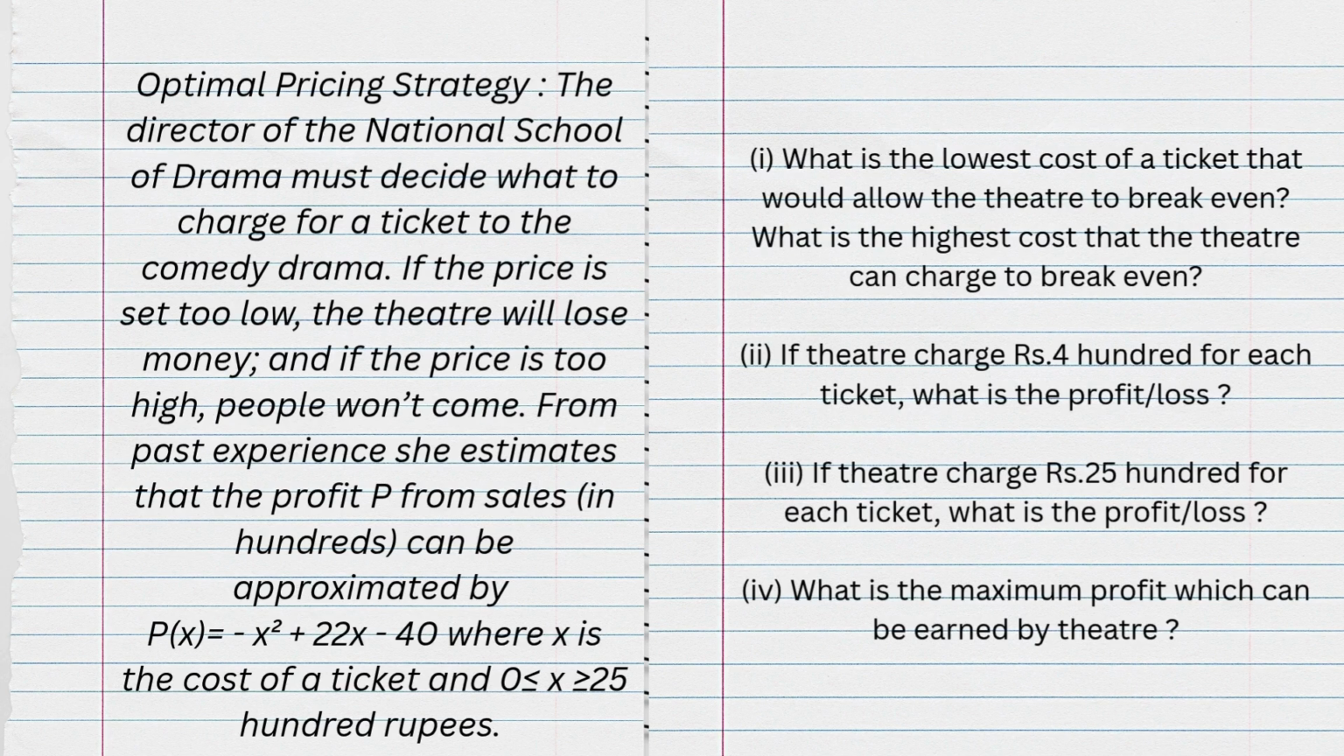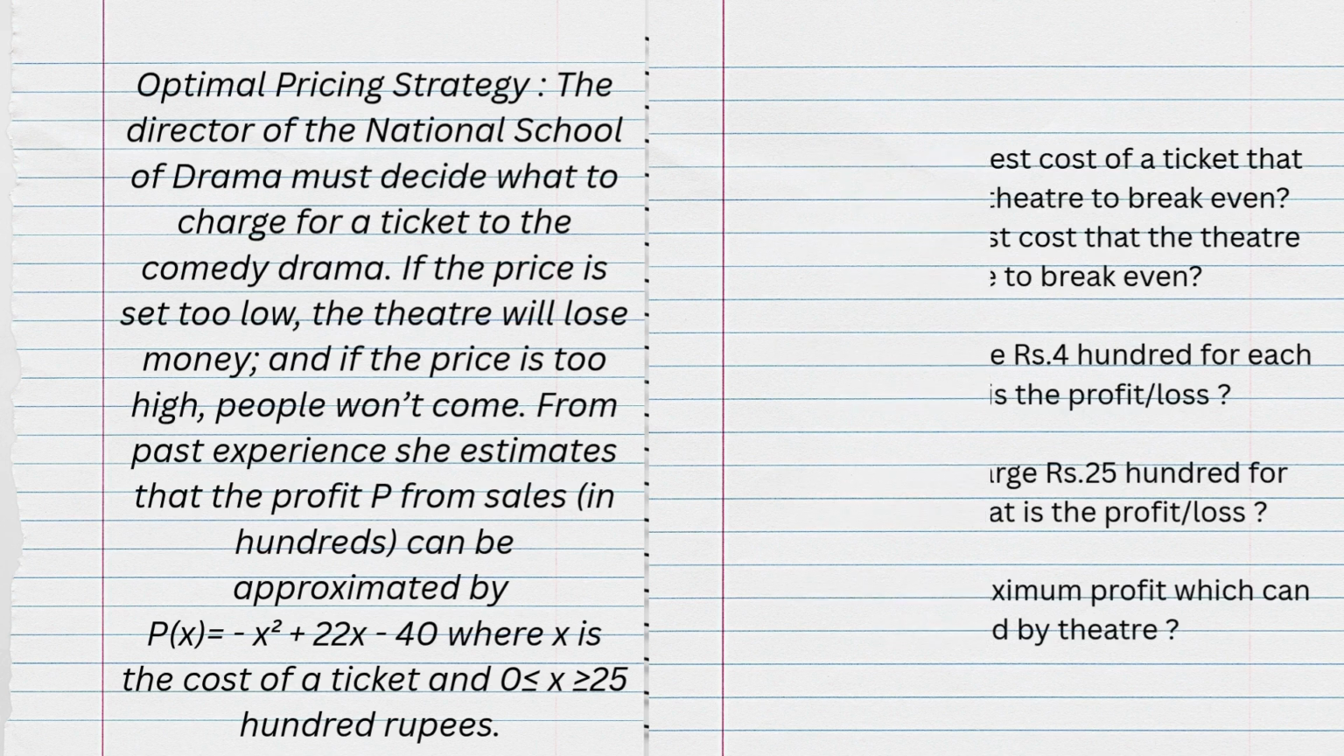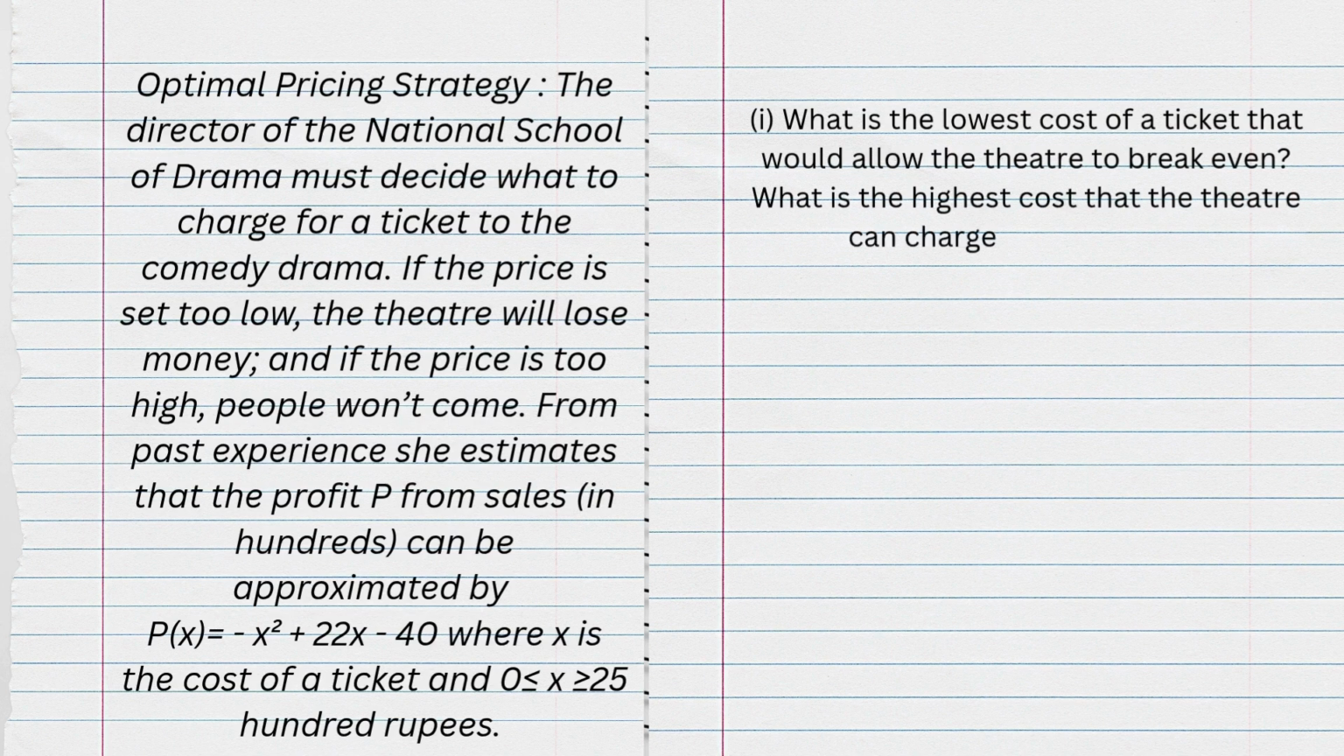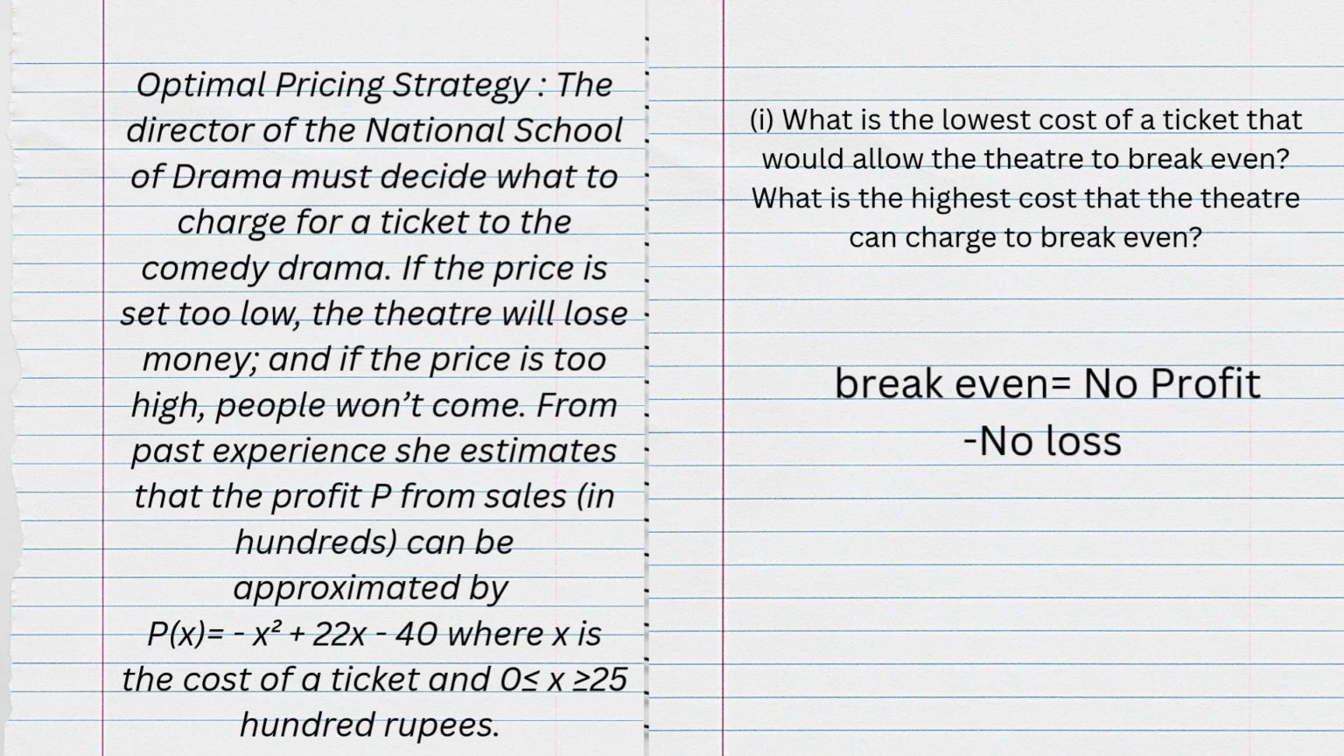And based on these, we have these set of 4 questions. In the first part, it says, what is the lowest cost of a ticket that would allow the theater to break even? And what is the highest cost that the theater can charge to break even?